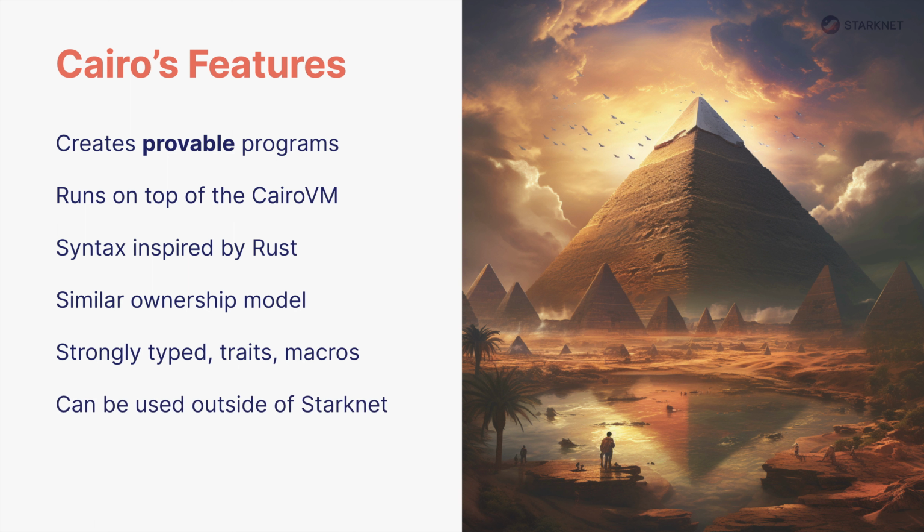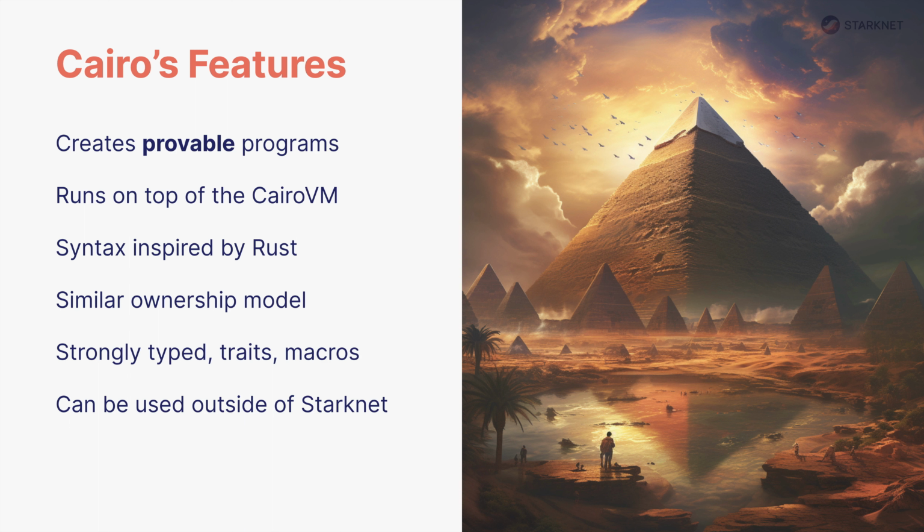An interesting feature of Cairo is that it can be used outside of Starknet. Cairo is a true general-purpose programming language that can go well beyond just smart contracts. Think about that for a moment. Cairo opens the door not only to create smart contracts on Starknet, you can create any type of program with it. This opens the design space wide open and bolsters innovation.